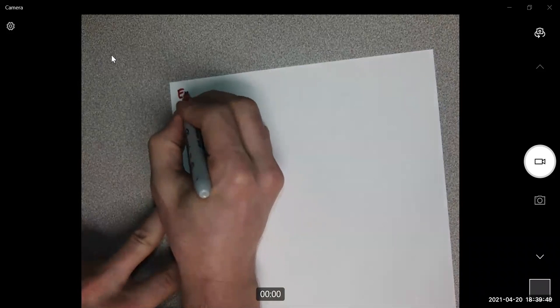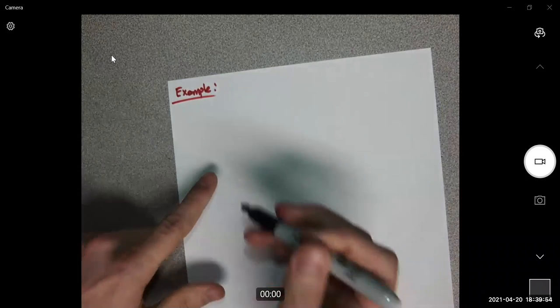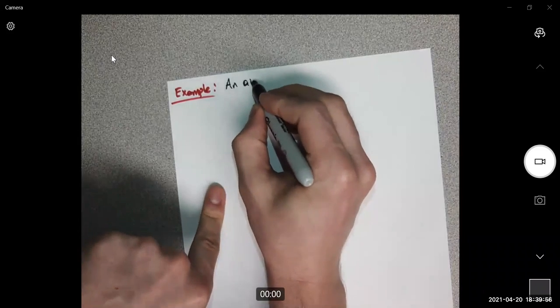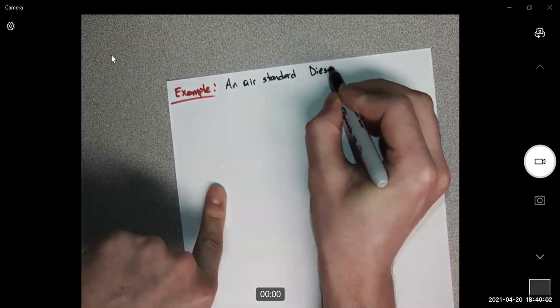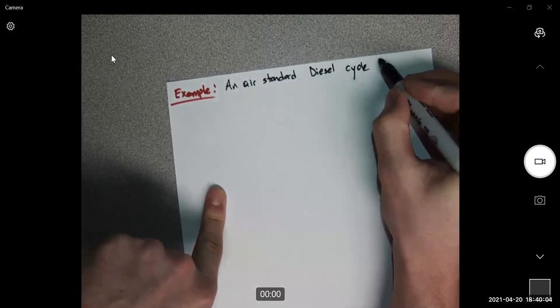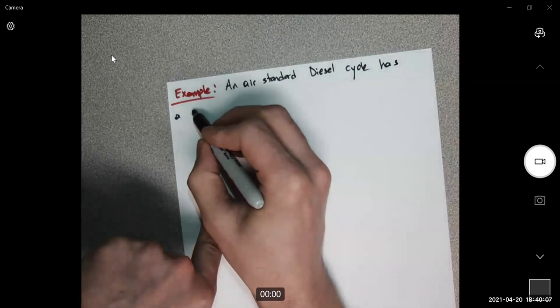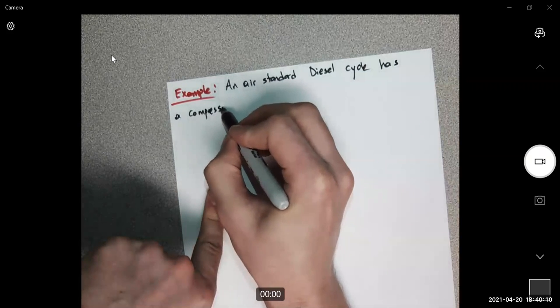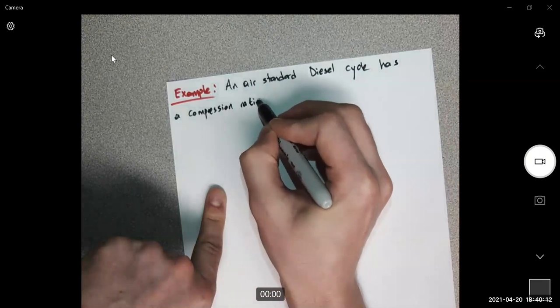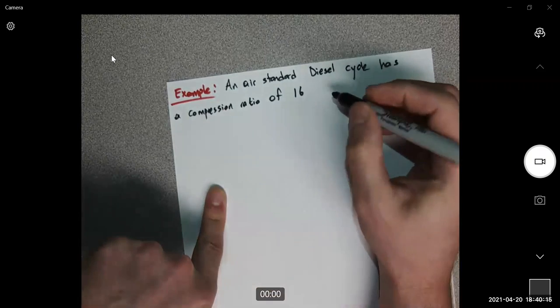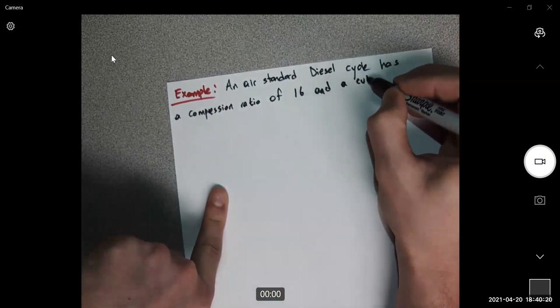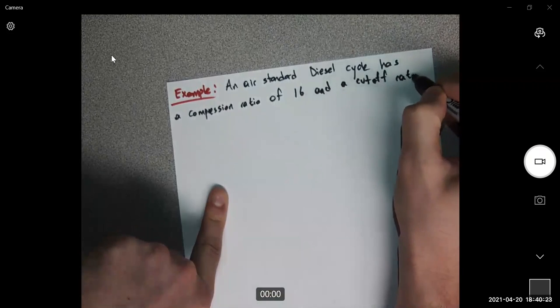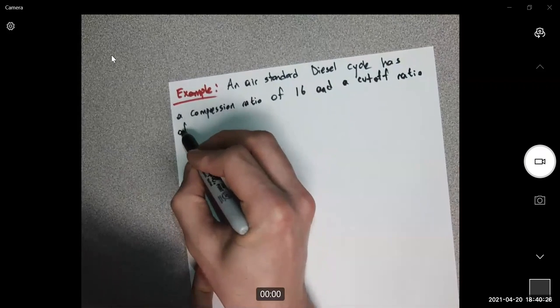Example. Here is a standard Diesel cycle. There's a compression ratio of 16, and the cutoff ratio of 2.